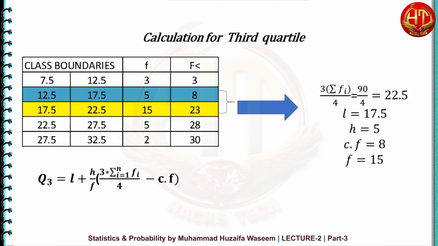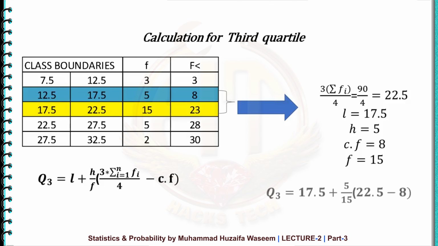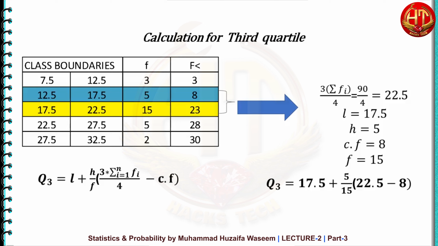L is the lower class boundary of the third quartile group. h is the width of the class boundary of the third quartile group. Cumulative frequency for the class preceding the third quartile group. f is the frequency of the third quartile group. Now put all the values in the given formula. So your answer is 22.3. This is your third quartile answer.